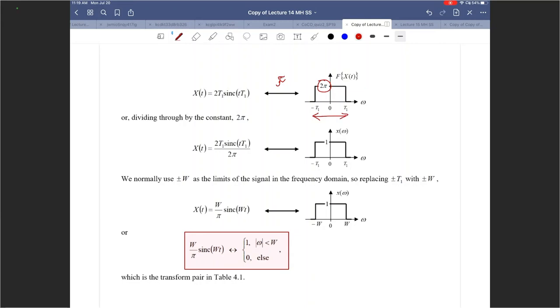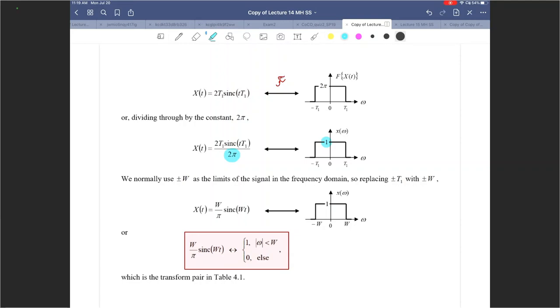So I'm going to make those adjustments here. How can I make those adjustments? First, I divide throughout by the constant 2 pi. So I divide, because linearity applies in the Fourier transform. So I divide it here and I divide it here.